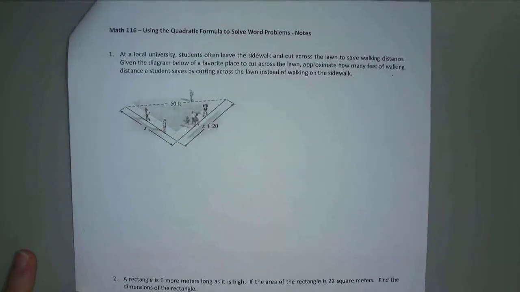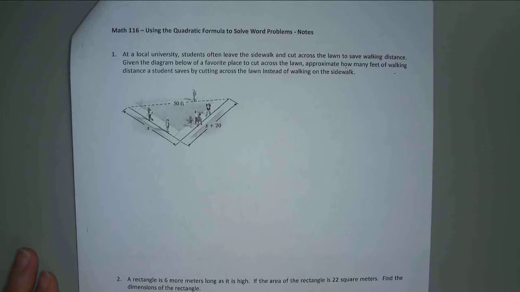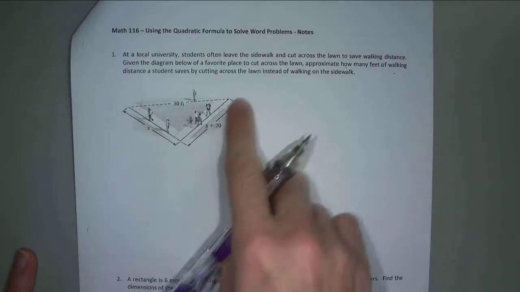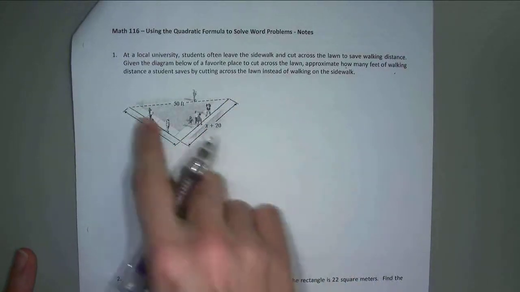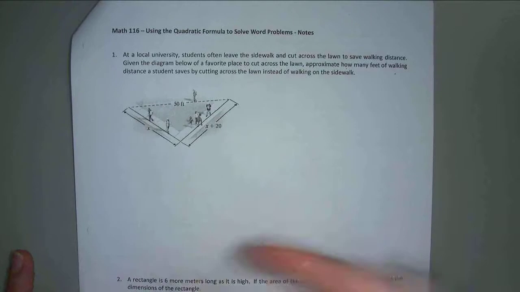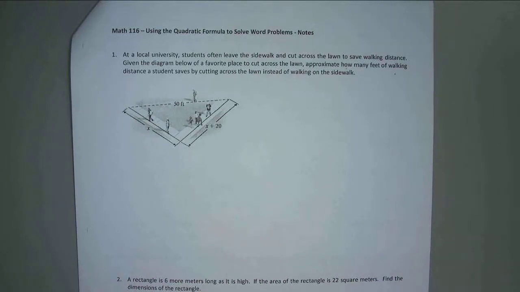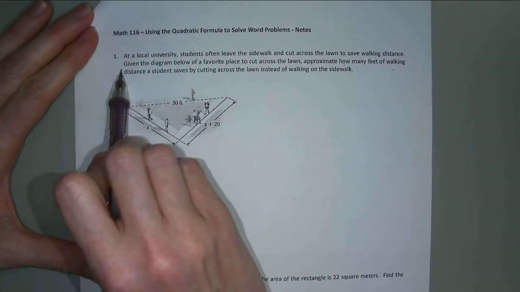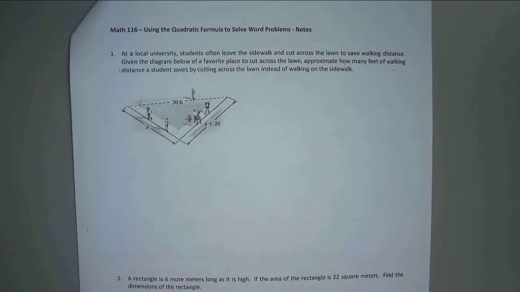So way back when, like 13.6, one of the very first sections, remember how instead of walking the sidewalk, if you just cut across that triangle, you saved yourself some walking distance? So we did that, we set it up, and then we got a factorable equation. So let's see what's going on here. It says, at a local university, students often leave the sidewalk and cut across the lawn to save walking distance. I'm guilty of that, I'll admit it.